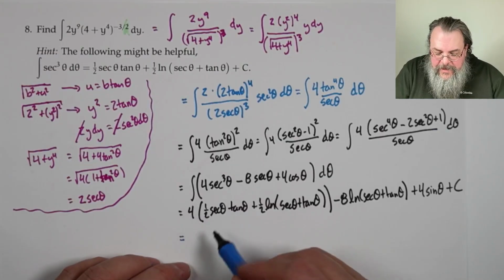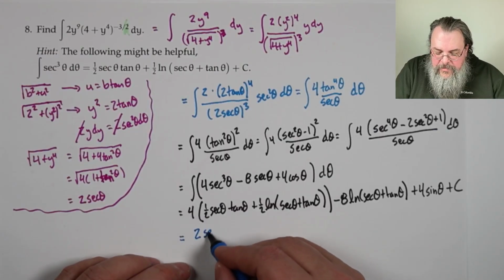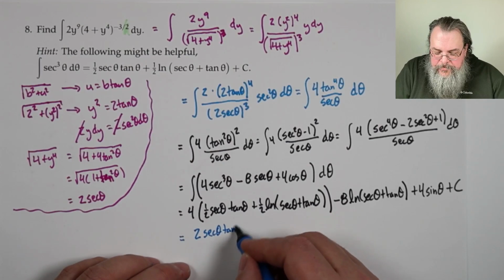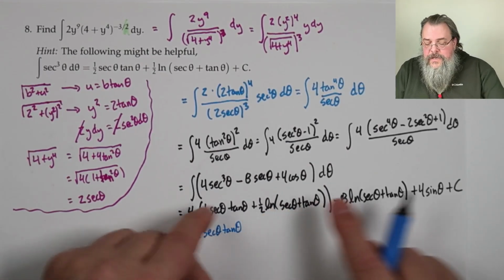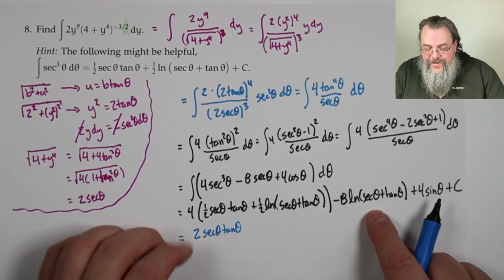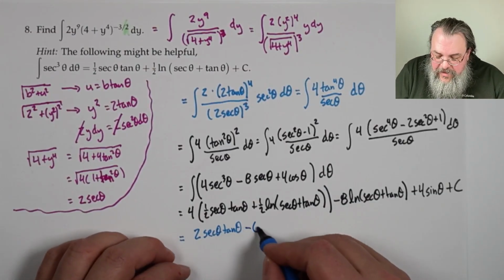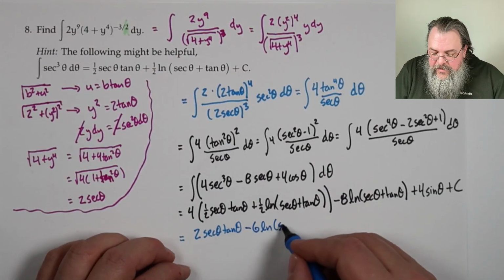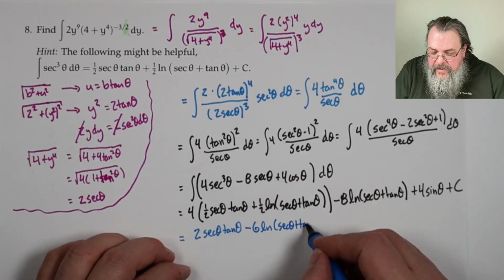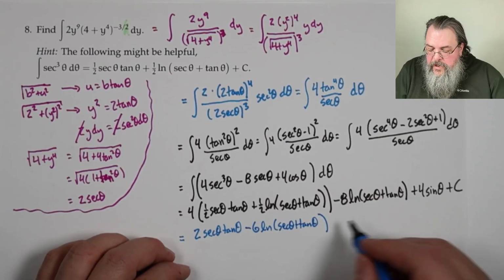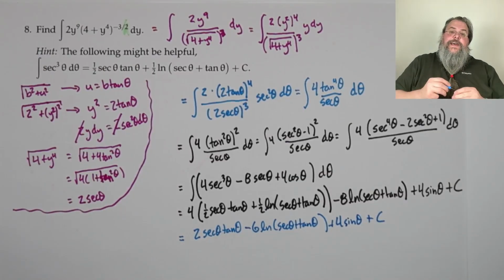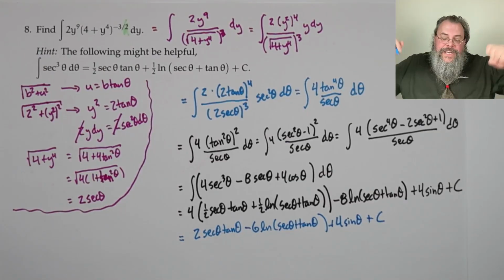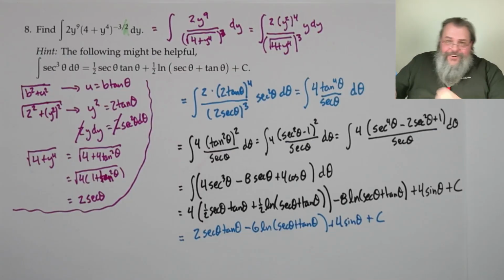So 4 times 1/2 makes 2 times secant theta tangent theta. Then we have plus 2 minus 8. So that makes minus 6 log secant theta plus tangent theta. And then plus 4 sine theta and plus c. Okay. Woohoo! We integrated! Nice!